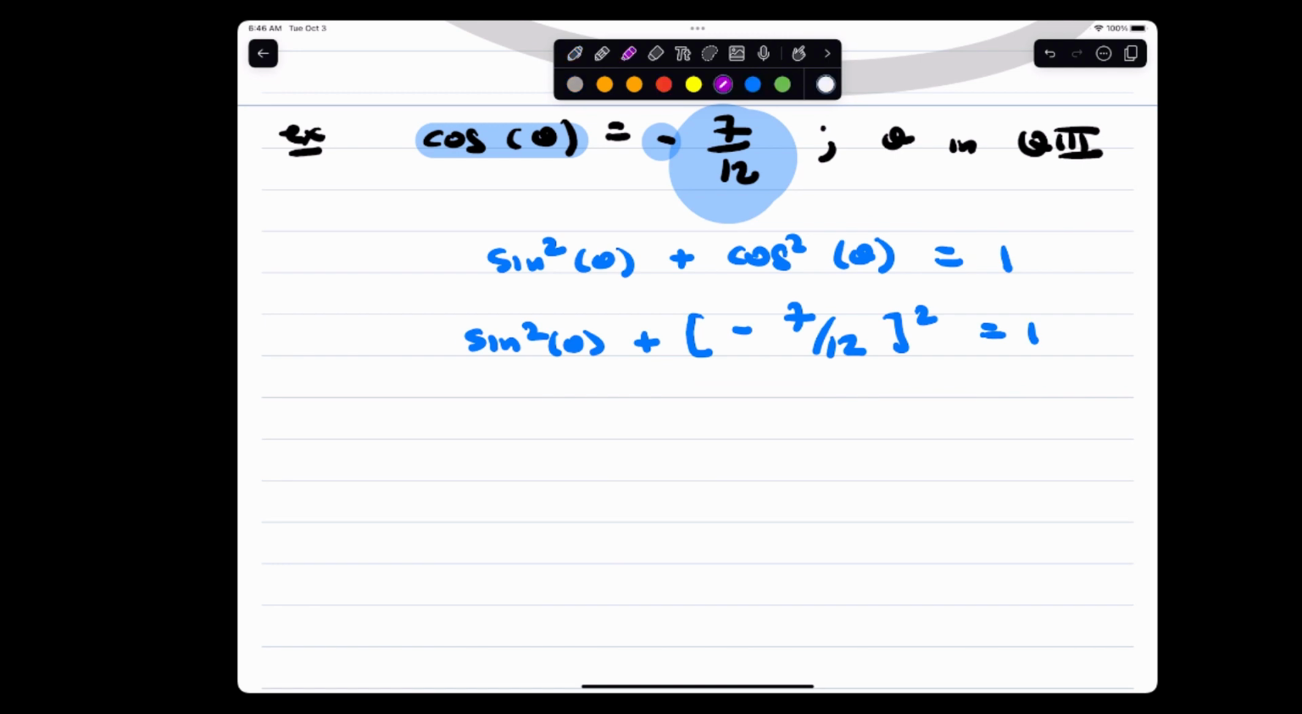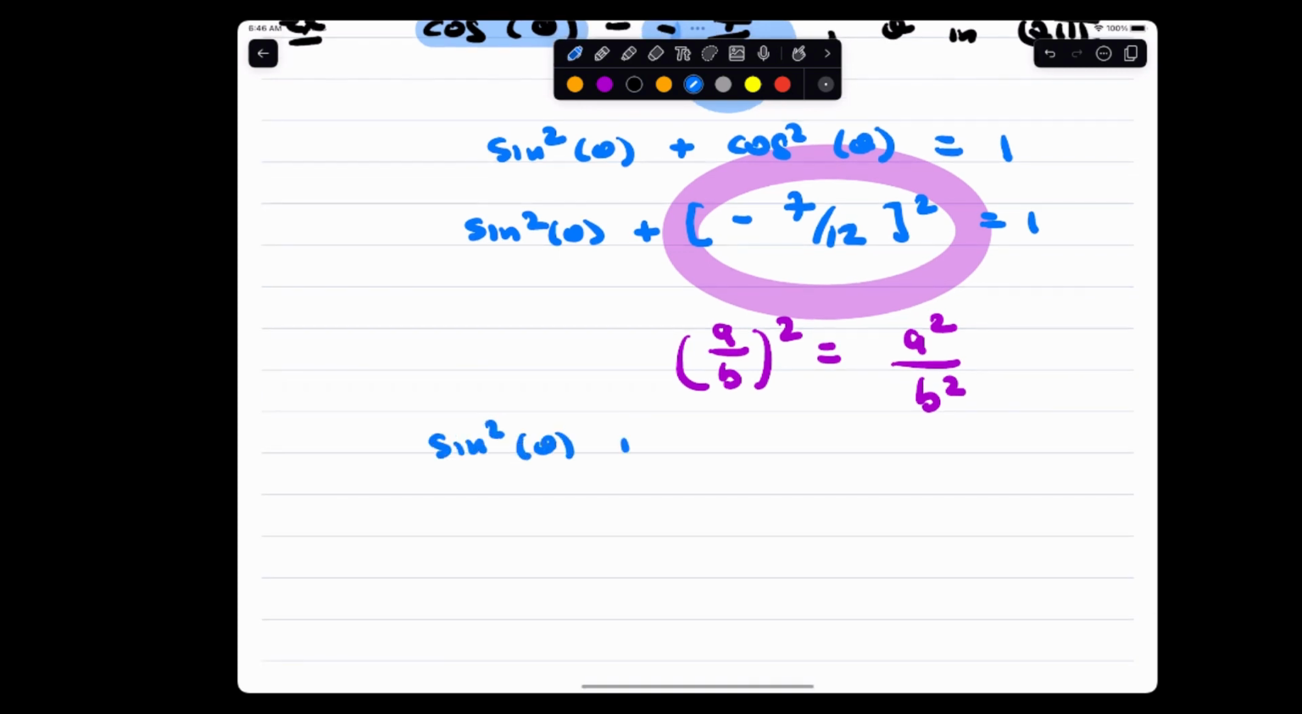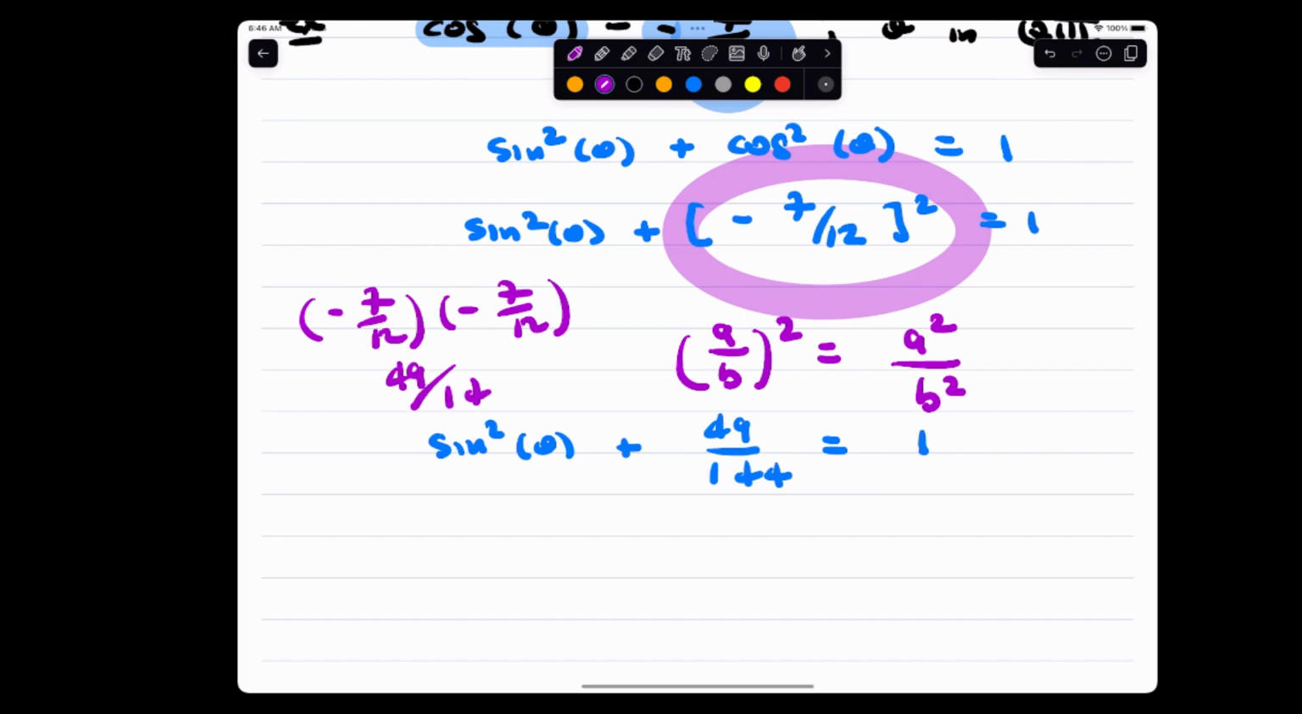Now, the algebra. So you might say, okay, Mr. Judge, what is it if you have a fraction that's raised to the second power? That's a squared over b squared. Is that true? Do you guys remember that from algebra? So sine squared theta plus, what is that negative 7/12 squared going to be? Isn't that going to be 49 over 144? And that equals 1. Because what is that? Well, that's negative 7/12 times negative 7/12. What's a negative times a negative? Positive. What's 7 times 7? 49. 12 times 12. So that's where it came from.